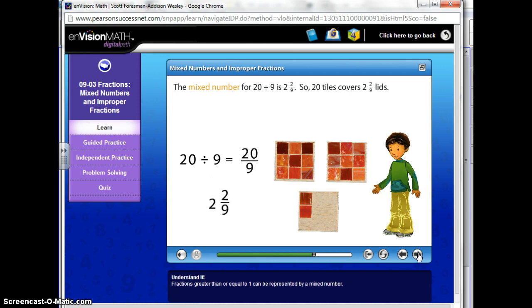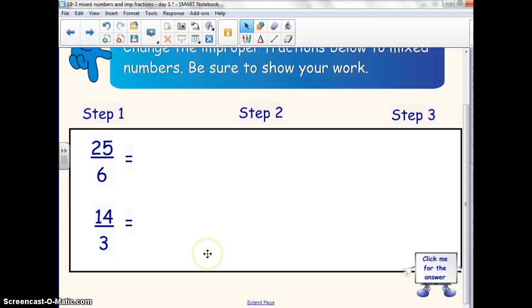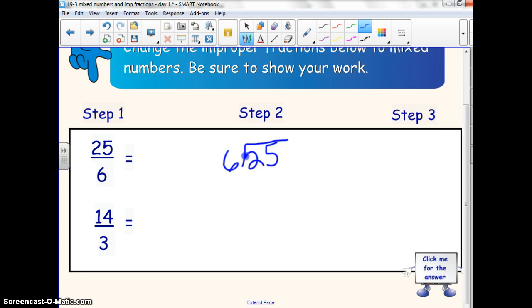Let's actually try a couple of those. 25 over 6. What will my division problem be? Sam? It sure would. 25 divided by 6. How many 6s are there in 25? Dathan? There are 4. 4 times 6 is 24. Let's subtract. Okay, so there's our answer.